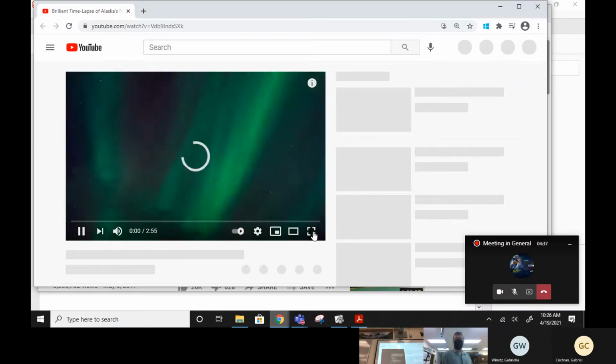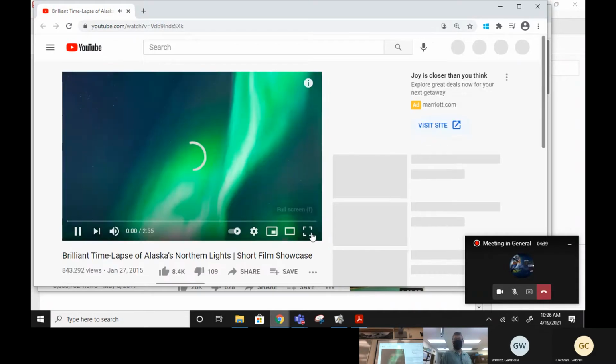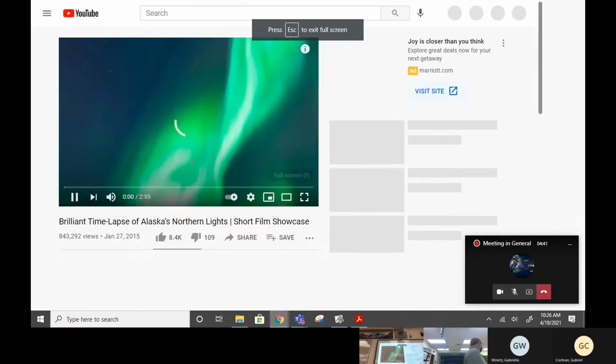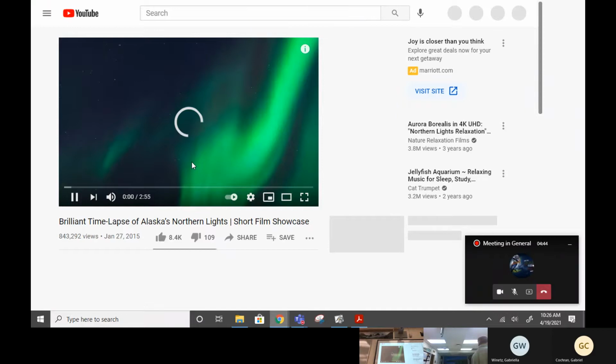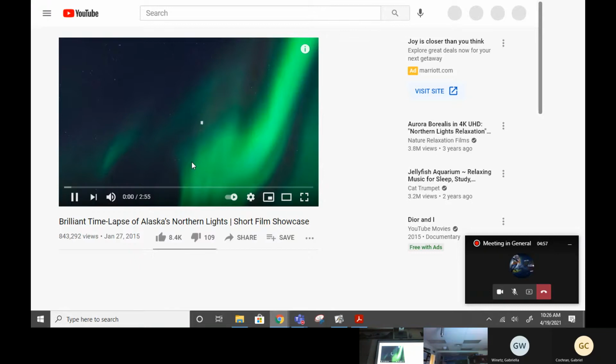So this first video shows the aurora, but really it's fast forward, it's time lapse. So the changes that you're going to see happening here aren't actually happening as fast as what this is showing. But this makes it look really cool.